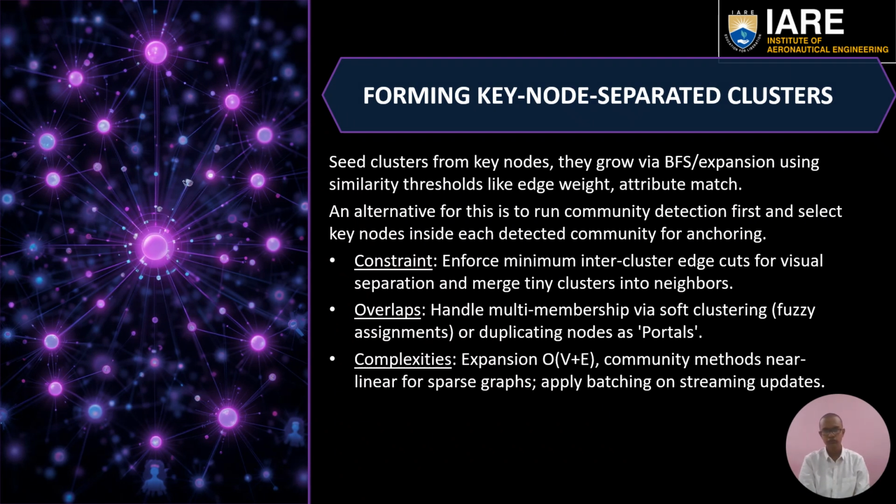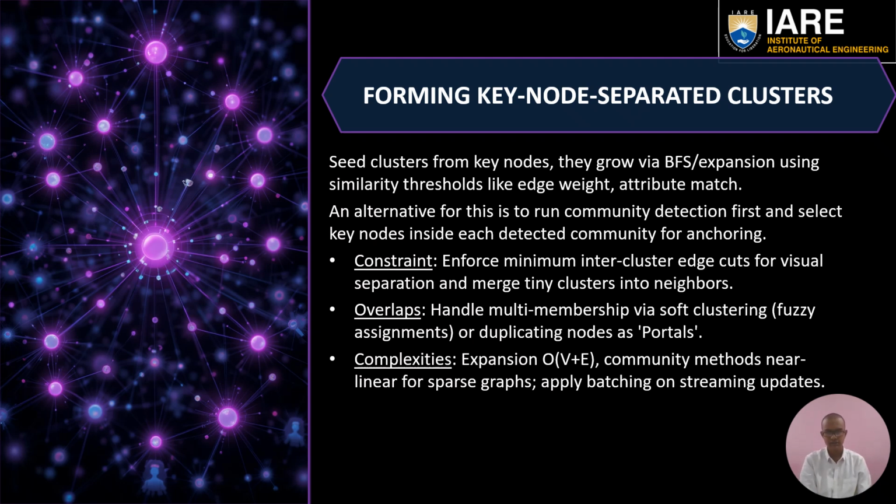Now let's talk about forming key node separated clusters. Seed clusters from key nodes grow via BFS or expansion using similarity thresholds like edge weight and attribute match. An alternative for this is to run community detection first and select key nodes inside each detected community for anchoring.